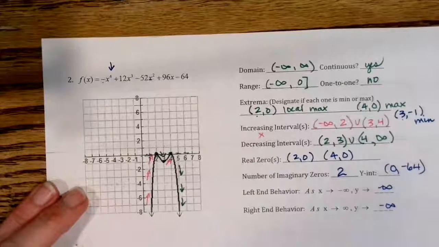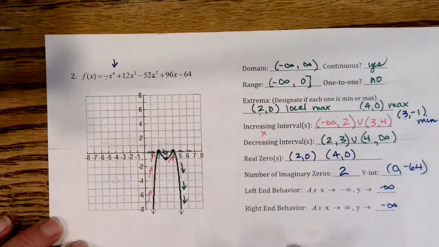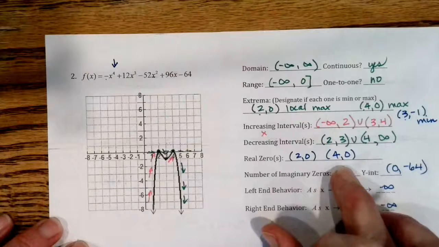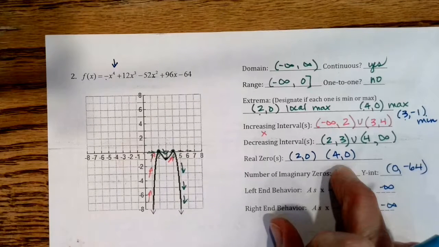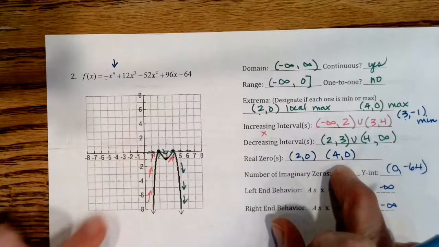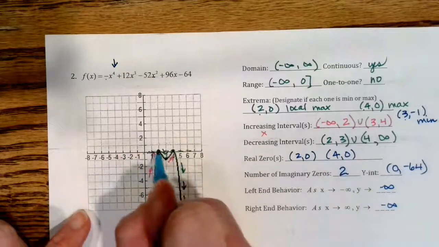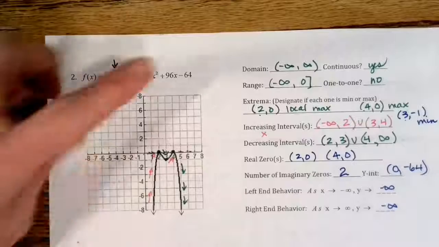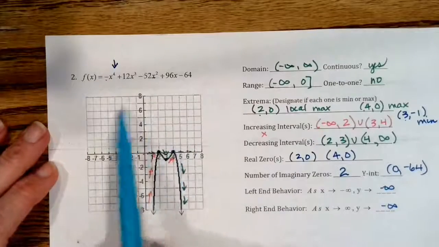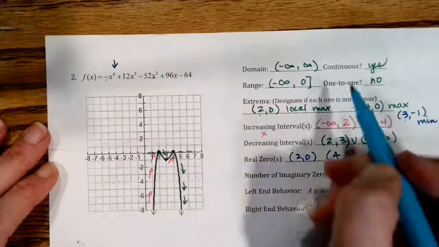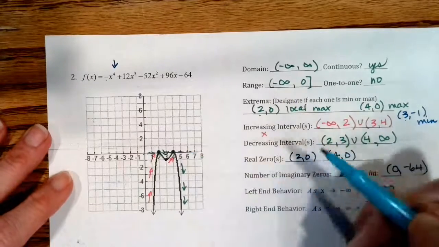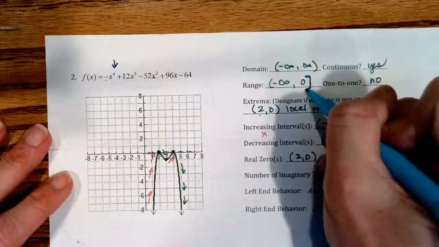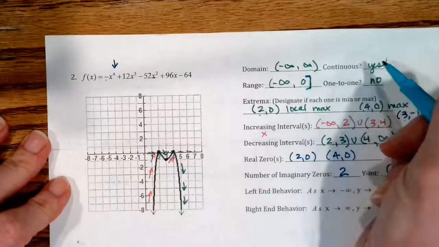My domain is, of course, all real numbers. It's continuous, yes. My range is going to only go up to 0. So pay attention here, because see how the graph doesn't ever come up into this area up here? Which means that my range is from negative infinity up to and including 0. I'm allowed to include the numbers on my ranges, but not my intervals.